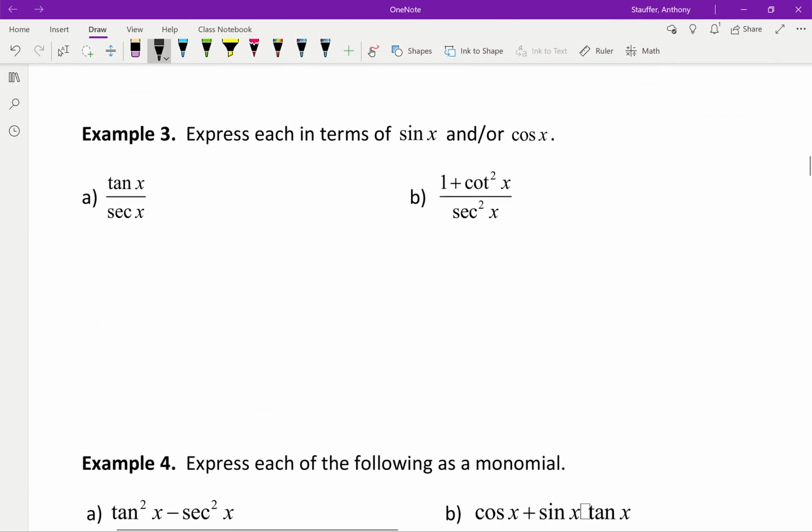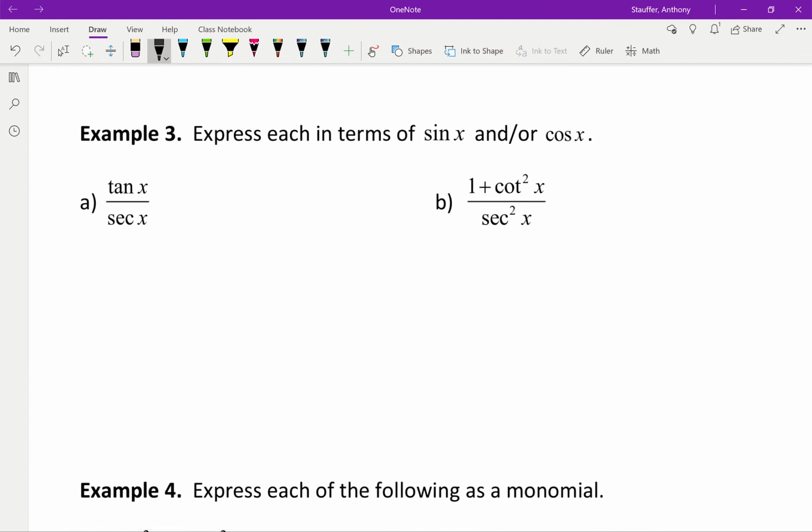Looking right here, express each in terms of sine x and or cos x. So I have tan x all over sec x, which is going to equal sine x all over cos x all over 1 all over cos x. Speeding through this a little bit more, that will give us sine x all over cos x, all multiplied by cos x. I get my big red and I go pow pow, and this magically will give me sine x.